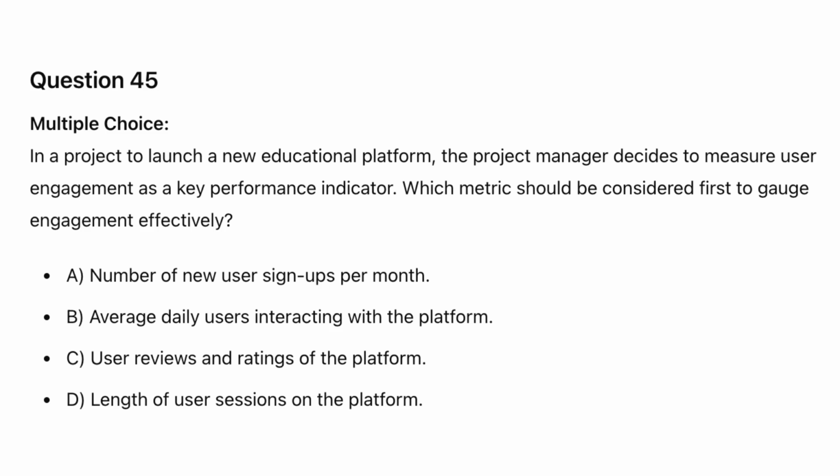Question 45. In a project to launch a new educational platform, the project manager decides to measure user engagement as a key performance indicator. Which metric should be considered first to gauge engagement effectively? A. Number of new user sign-ups per month. B. Average daily users interacting with the platform. C. User reviews and ratings of the platform. D. Length of user sessions on the platform.